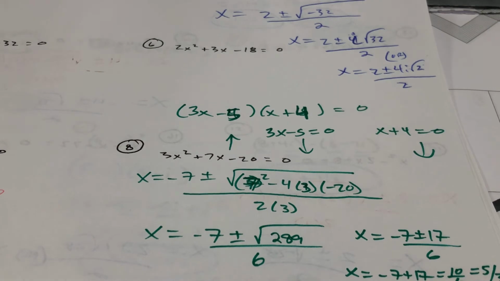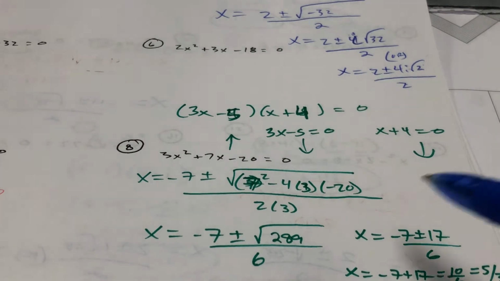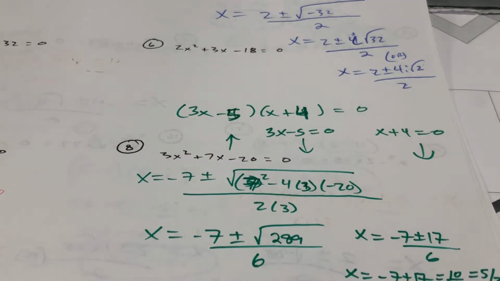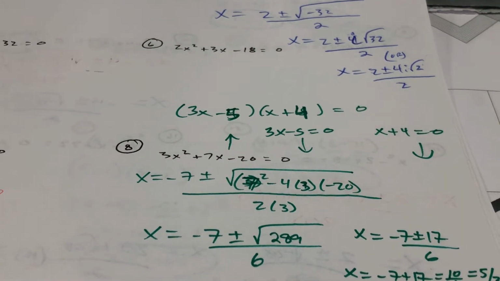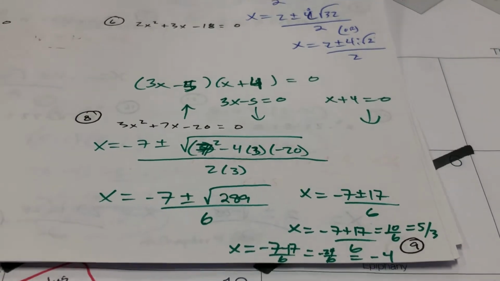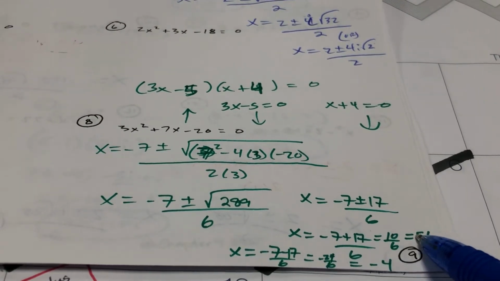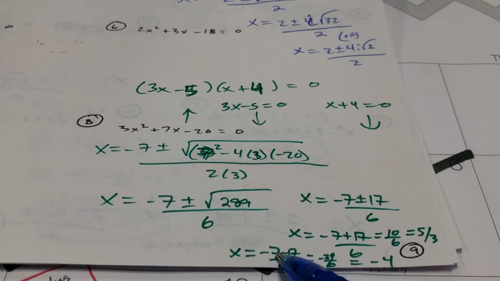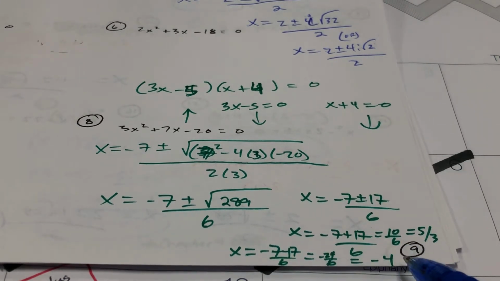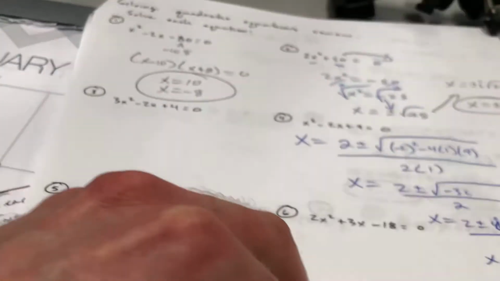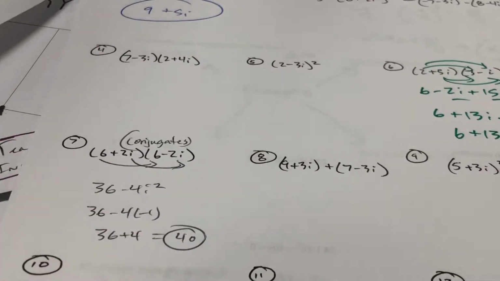You get 49 plus 240. That's 289 in the square root. Well, the square root of 289 is 17. So we have negative 7 plus or minus 17 over 6. We've got to spend some time breaking it down. Negative 7 plus 17 over 6, that's the 5/3. Negative 7 minus 17 over 6, that's the negative 4. So if you use the quadratic formula on an equation you can solve by factoring, you're going to spend some extra time simplifying.